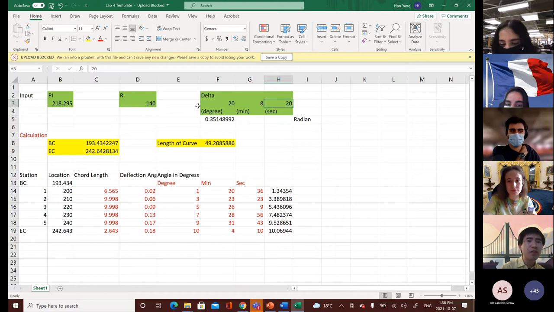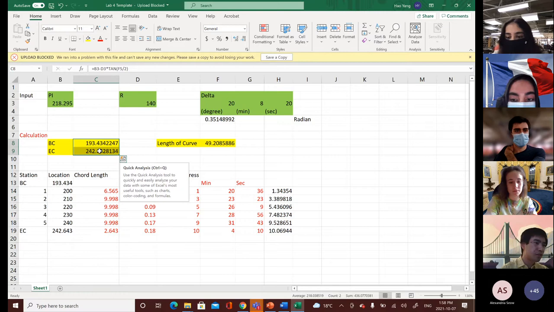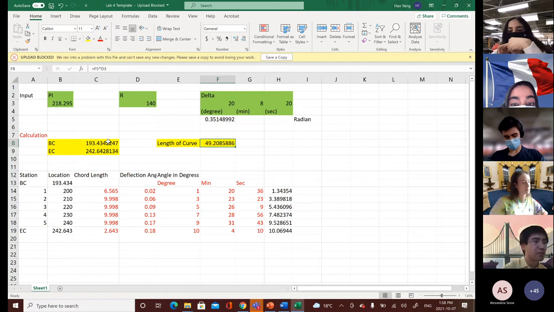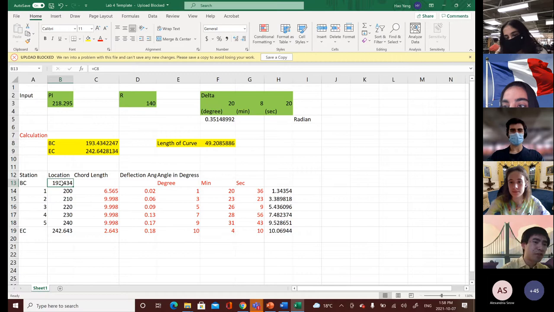Once you type all those inputs, this template will calculate the location of the beginning of the curve and the end of the curve. These two are calculated automatically, and it will also calculate the length of the curve. This is also automatic. Now you have to specify how many stations you need to place between BC and EC. From BC, I will just put the first one here. The BC is 193 point something.